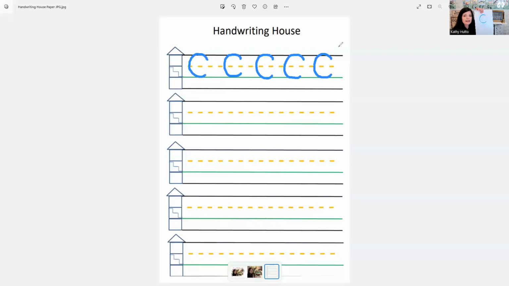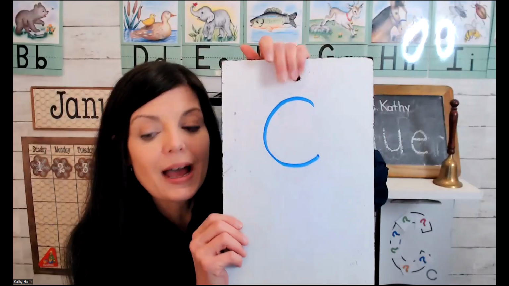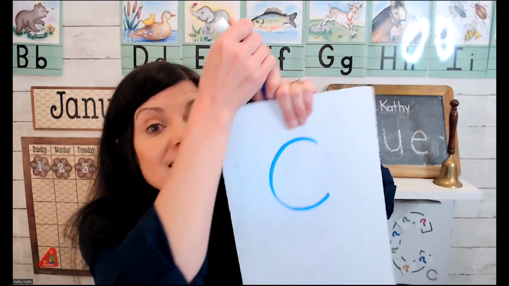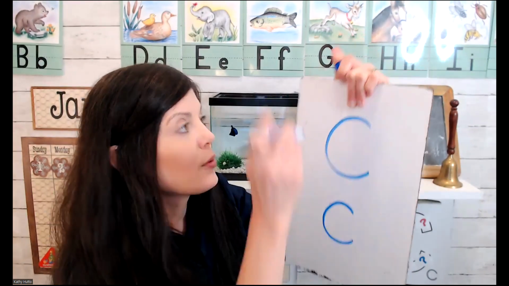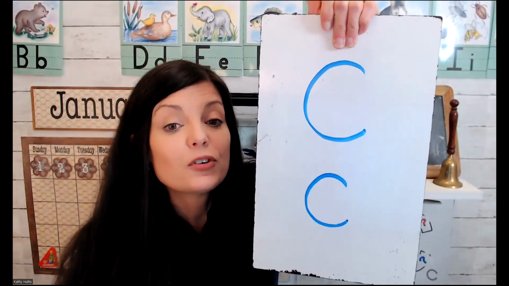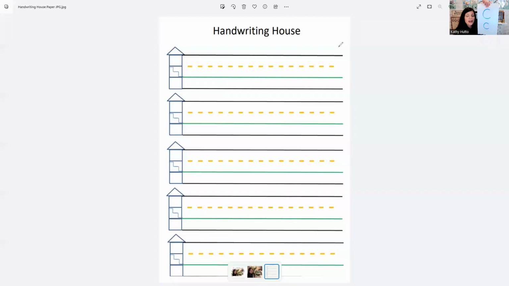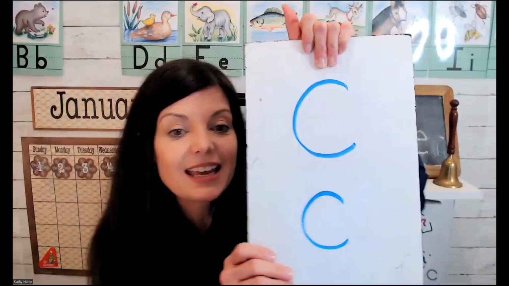Curve around, that's the big letter C. Okay, now I want to show you little c. It looks the same, it's just smaller. Just curve around. If you're using handwriting paper, then you need to find the stairs, and the little c goes downstairs like this. Curve around.